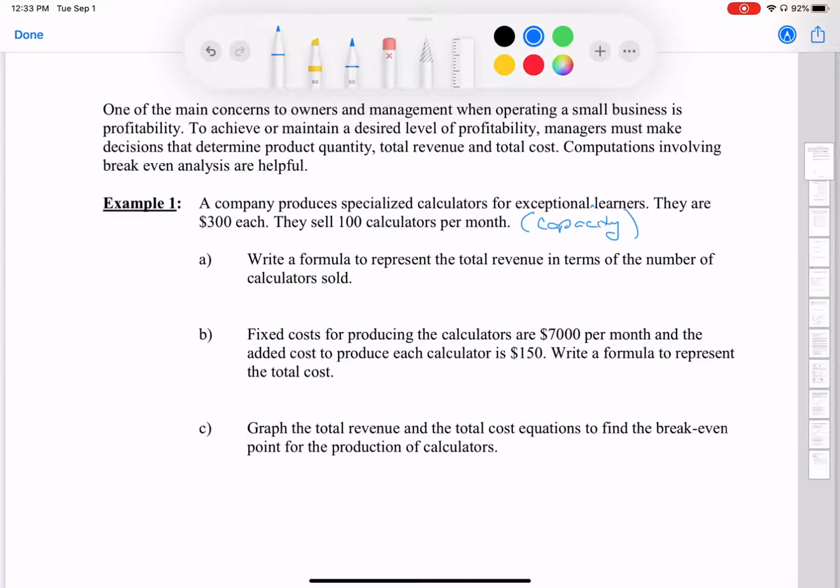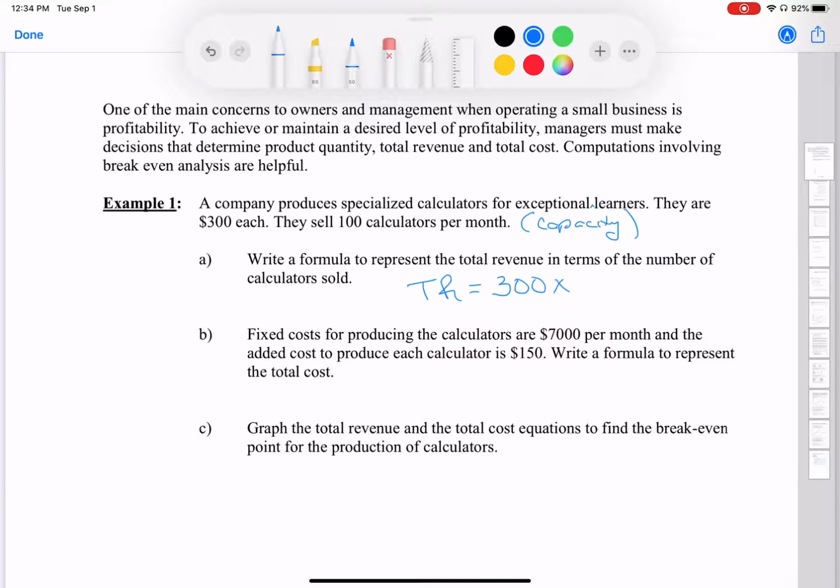And they sell these calculators for $300 each. So our revenue is dictated by 300 times how many calculators we sell. Okay, I'm going to write this as our total revenue is equal to $300 times every calculator we sell. We don't know how many calculators are being sold. We know our maximum capacity of sales is 100. That means that our business can't produce more than these 100 calculators, but we know that we pull in $300 every time we sell one of these calculators.